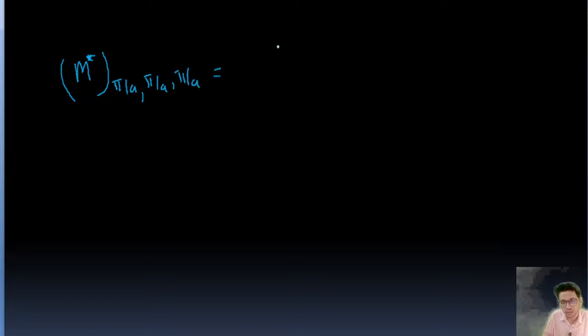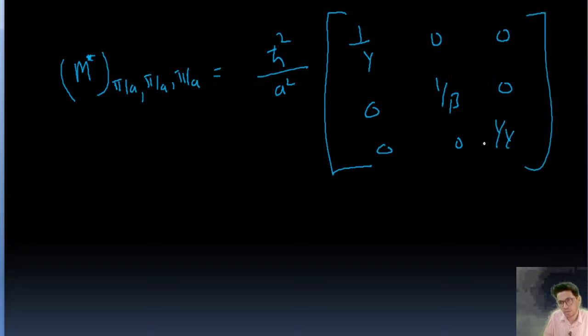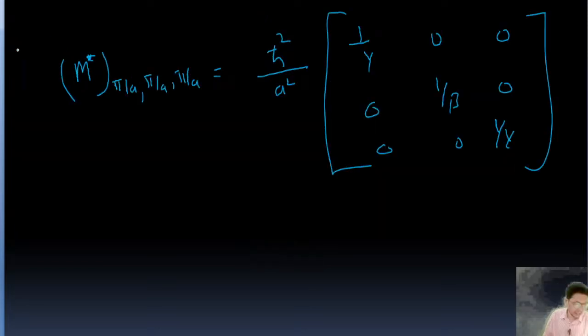So this value is going to be ħ²/a², since we have taken a² common, times the matrix 1/α, 0, 0, 0, 1/β, 0, 0, 0, 1/γ. Okay, so these are the values, guys. This is the value, so this is the answer: ħ²/a² times 1/α, 0, 0, 0, 1/β, 0, 0, 0, 1/γ.